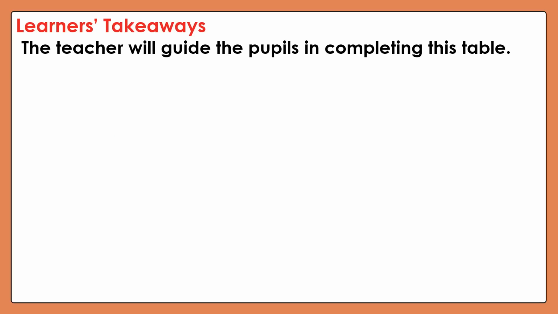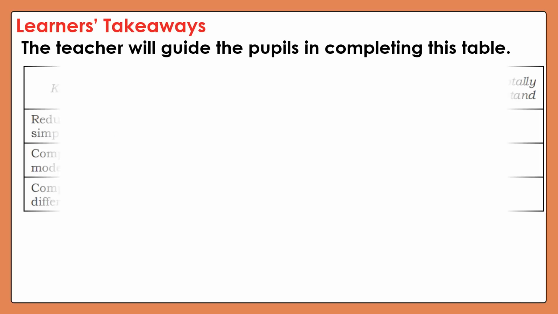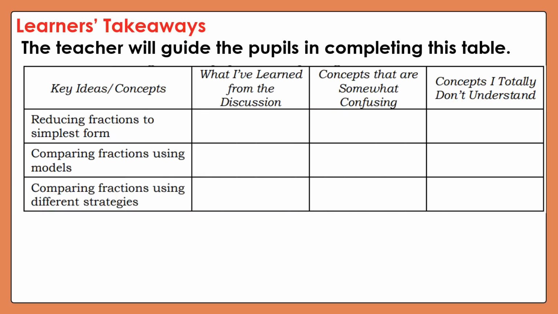Learners' takeaways. The teacher will guide the pupils in completing this table. Key ideas or concepts: what I've learned from the discussion. Concepts that are somewhat confusing, and concepts I totally don't understand. Here are the key ideas. First, reducing fractions to simplest form. Second, comparing fractions using models. And third, comparing fractions using different strategies.